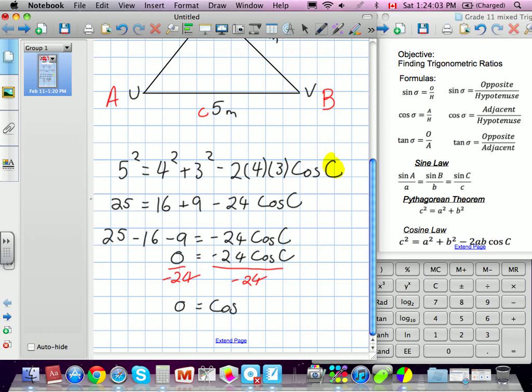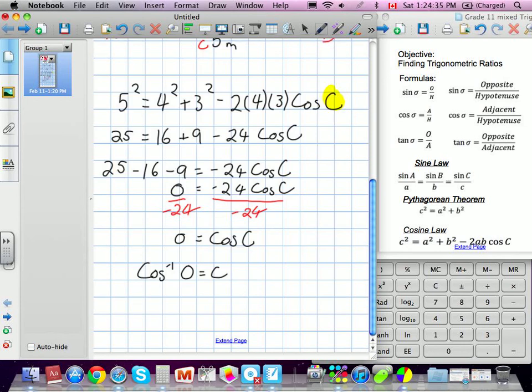Now, a mistake here is that many people will leave it as cos C is equal to 0, but that actually doesn't give us an angle. In order to solve for an angle, just like when we were doing our trig ratios before, when I move cos to the other side of the equation, what does it become? Close. It's not just 1, but it's cos to the power of negative 1. Remember? Cos inverse. Cos inverse 0 is now equal to C. And remember, that's because I had to move cos to the other side of the equation.